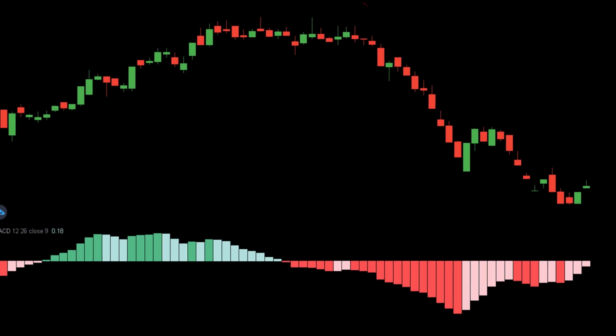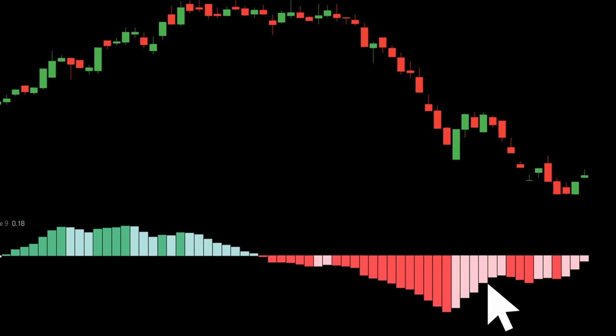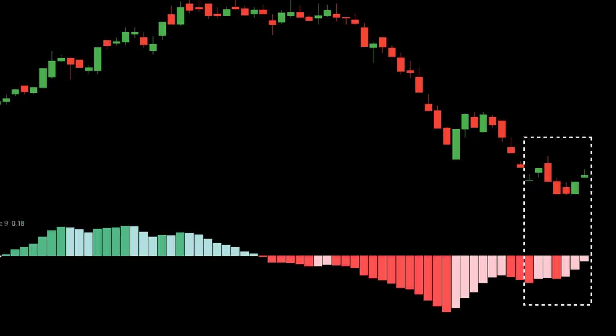After a sustained downtrend, the histogram begins to contract, and we start to see light red bars. This is a sign that bearish momentum is fading. A potential trend reversal or sideways consolidation may follow. As you can see, the selling pressure weakens significantly as the histogram contracts.